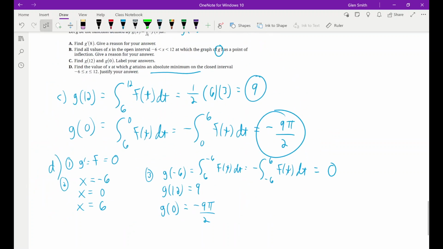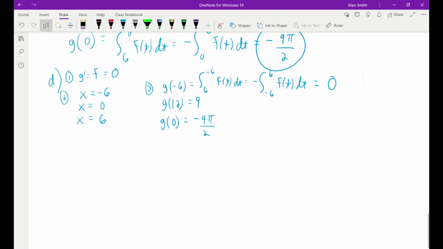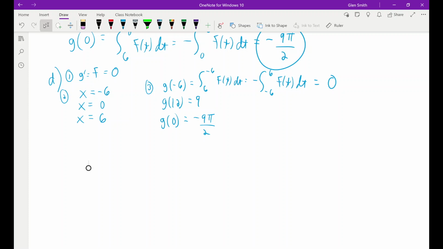And since they're looking for the absolute minimum, we're going to write a little sentence here to justify my answer. I showed that I found where the derivative is 0, I found those places, and I found the value of g at those places. I got to change my defaults on this.